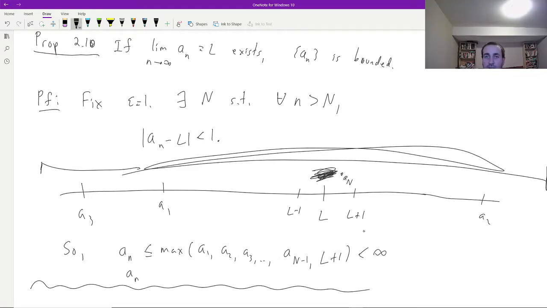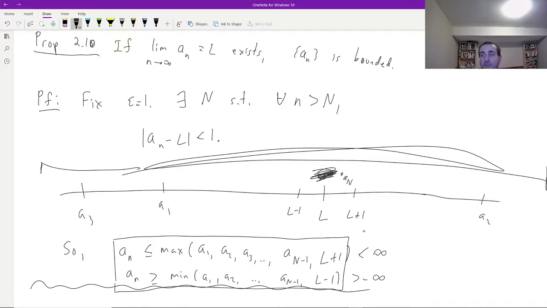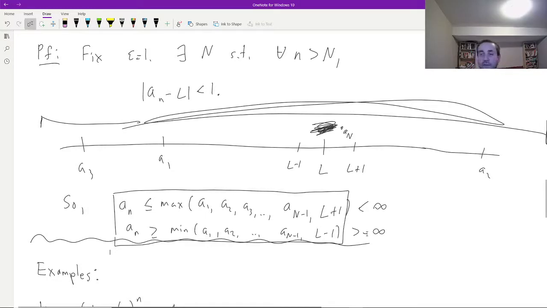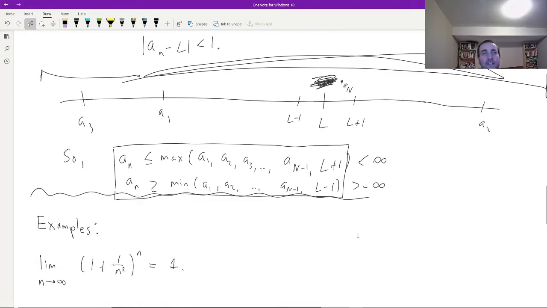And by the same argument, a_n is bigger than the minimum of a1, a2, up to a_(n minus 1), and now L minus 1, which is bigger than minus infinity. And so we have a bound both on the left and the right on the terms of the sequence a_n, and so that means in particular that a_n is bounded. All right, so that's sort of a nice introduction to limits themselves and a couple of sort of utility propositions which we're going to be using over and over again.